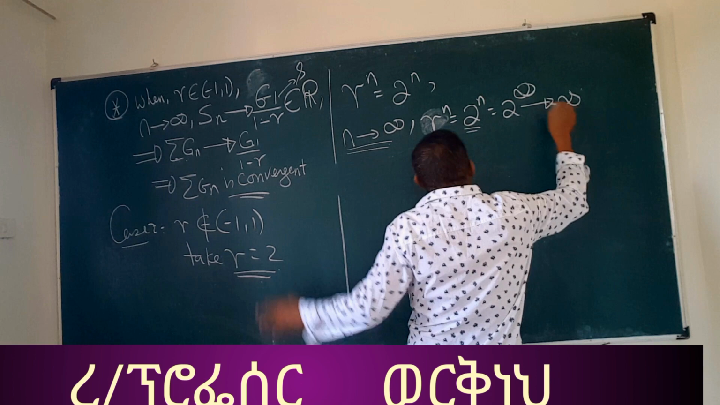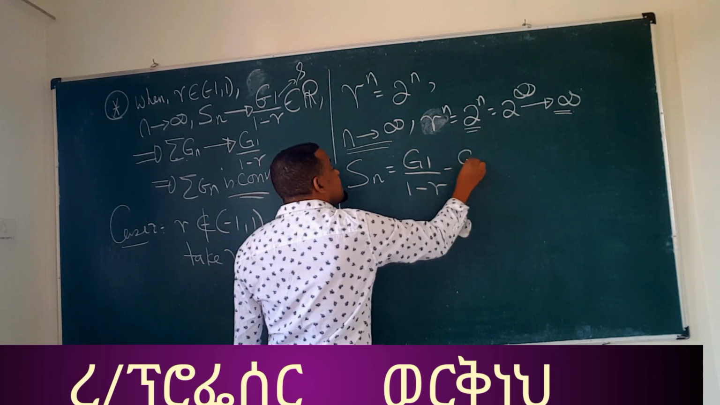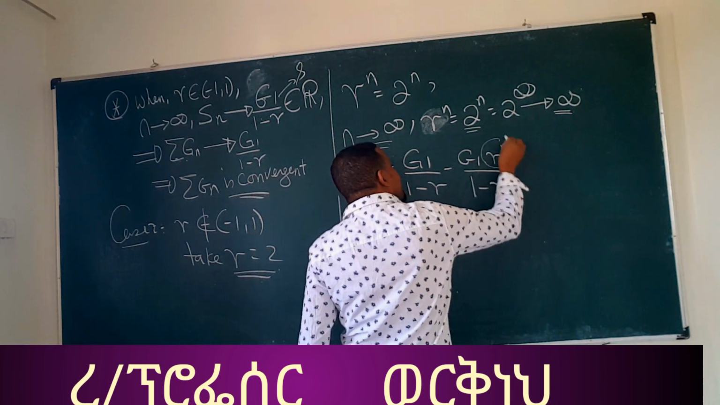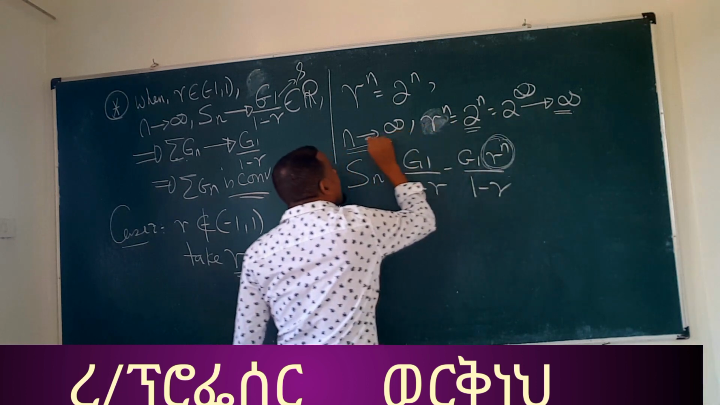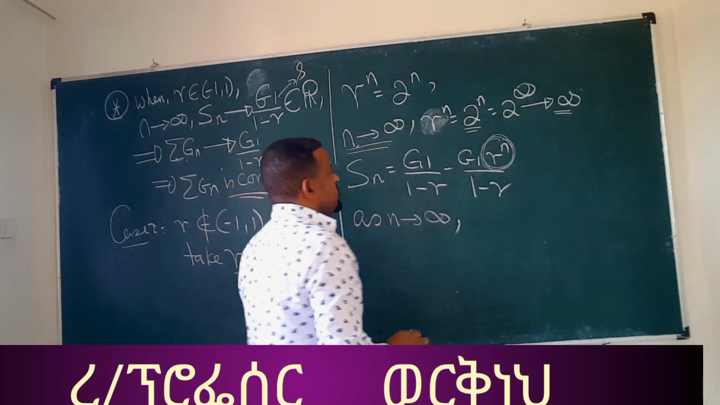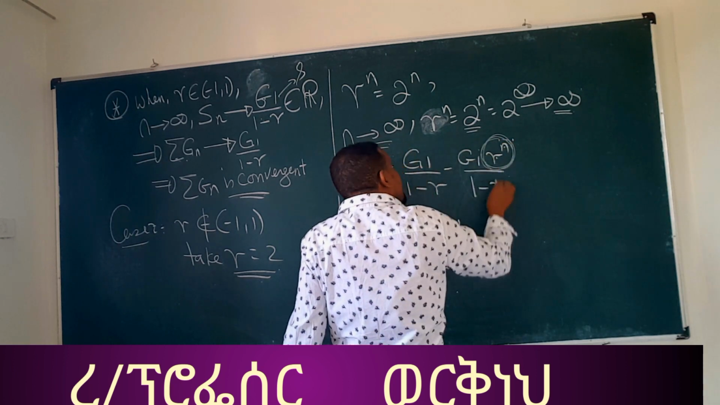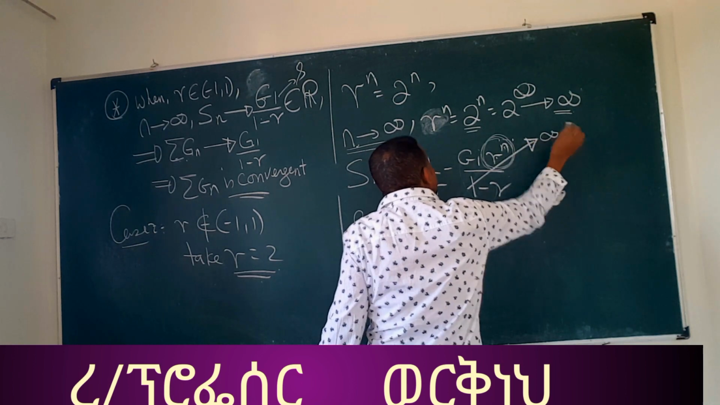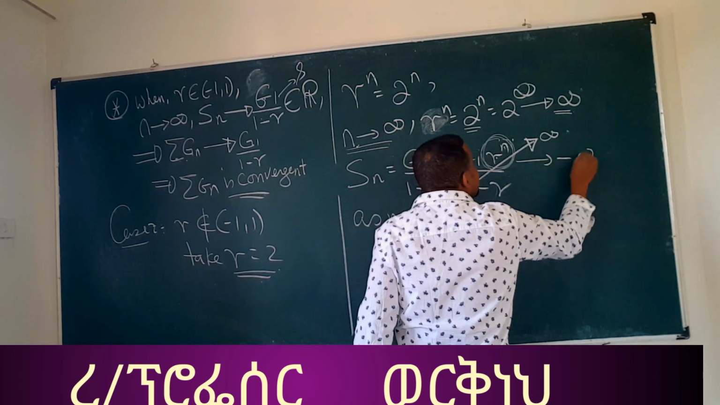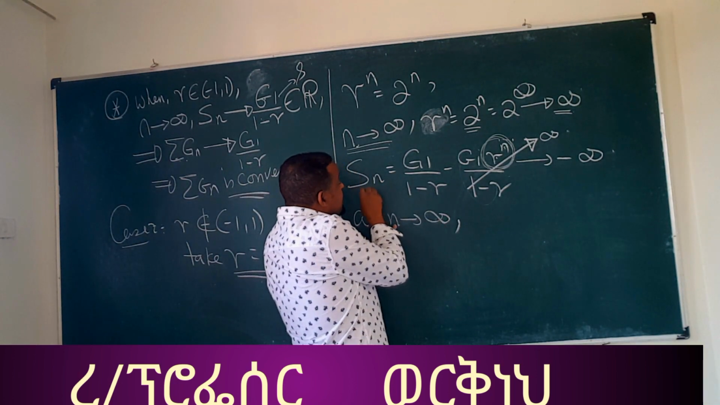Now the partial sum is g1 over 1 minus r, minus g1 times r to the power of n over 1 minus r. Look, as n is getting larger and larger, r to the power of n goes to infinity. Multiplying this number by infinity goes to infinity, and here there is a minus sign, so it goes to negative infinity. OK.